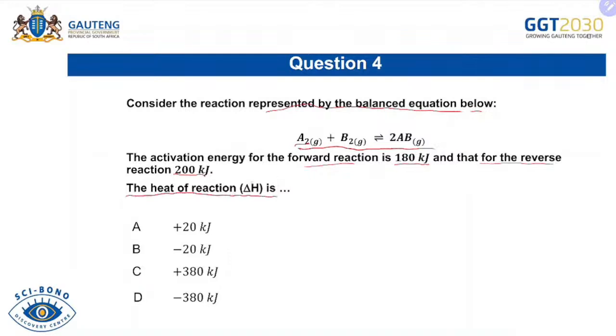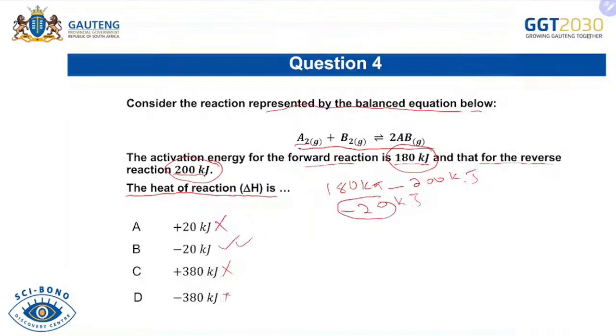So we know that delta H is going to be the forward reaction minus the reverse reaction. So it's going to be our 180 kilojoules minus our 200 kilojoules. So our answer is going to be minus 20 kilojoules. This one is incorrect, of course this one is correct, and the others are incorrect. So our correct answer is going to be B, which is minus 20 kilojoules.